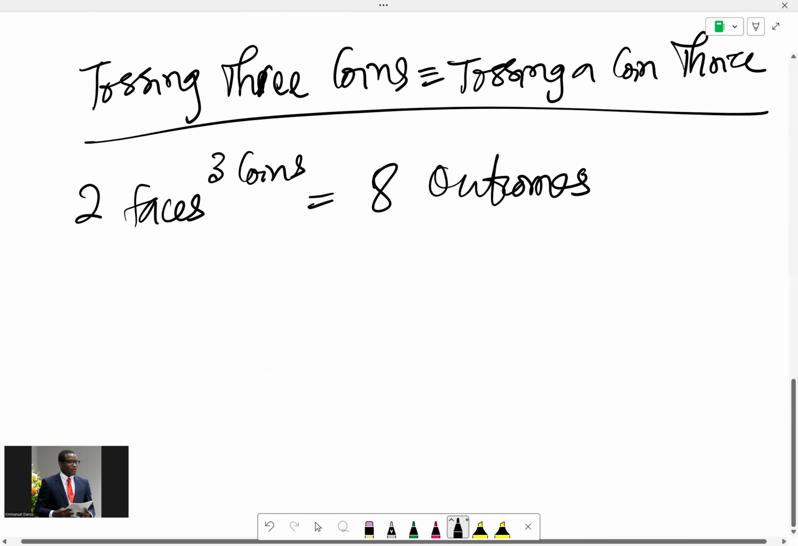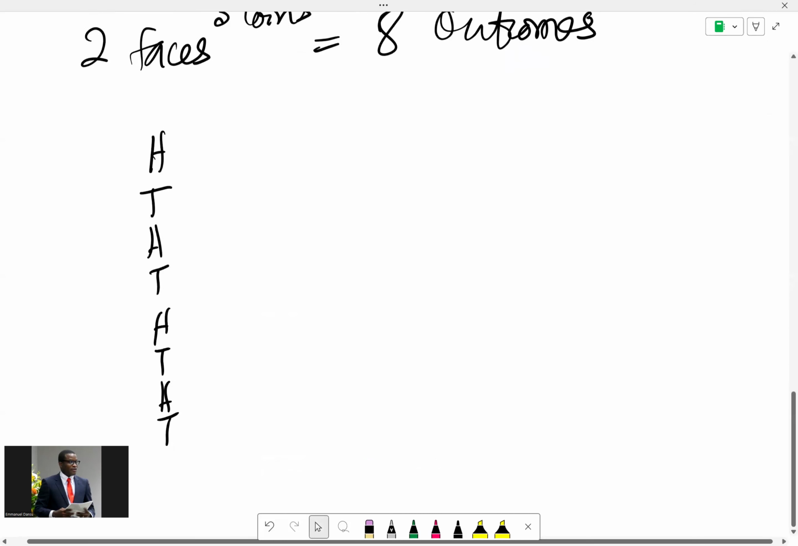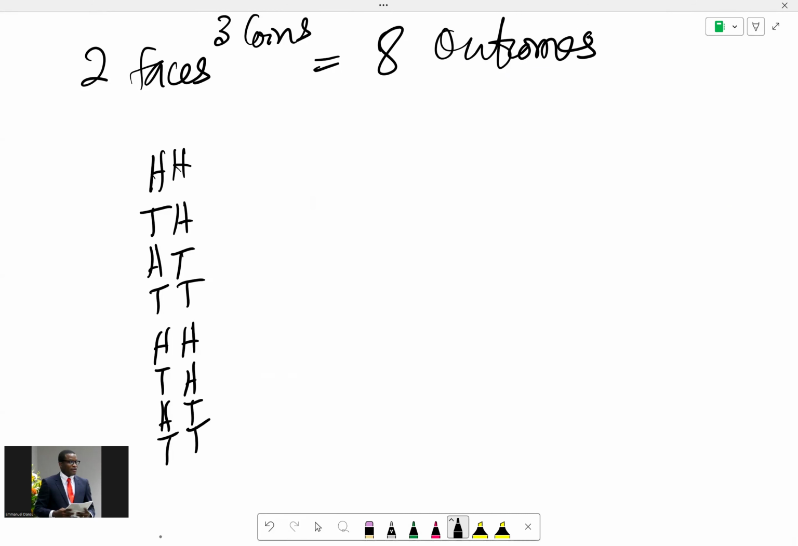Since you already know you're going to have 8 outcomes, you can follow this rule. Just write head, tail, head, tail, head, tail, head, tail. That's 8. So if you toss the first coin, the first of the 3 coins can give you head, tail, head, tail, head, tail, head, tail. Next you go head, head, tail, tail, head, head, tail, tail. And lastly, you go alternating 1, 1. Next you go alternating 2, 2. Next you go alternating 4, 4. You go by 1, 2, 4 like that.